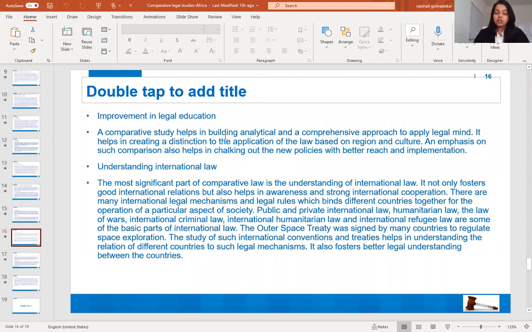Next, it's understanding international law. The most significant part of comparative law is the understanding of international law. It not only makes your understanding of international law better.